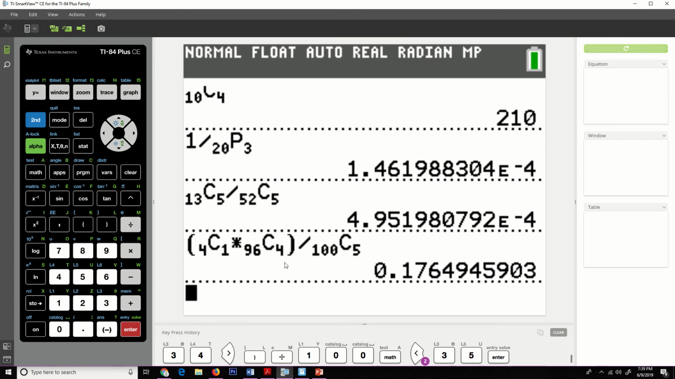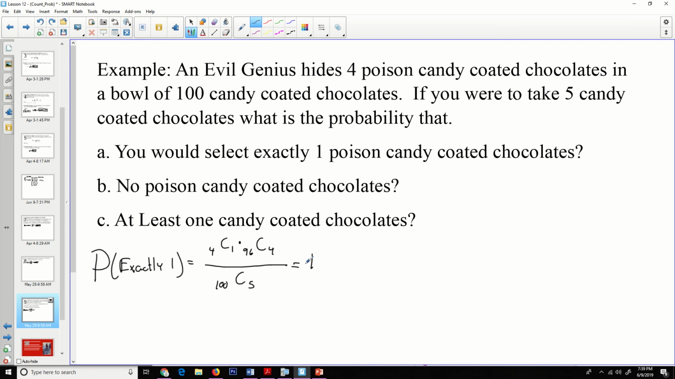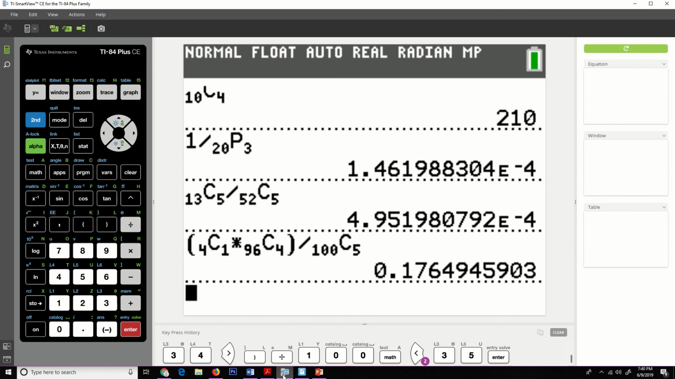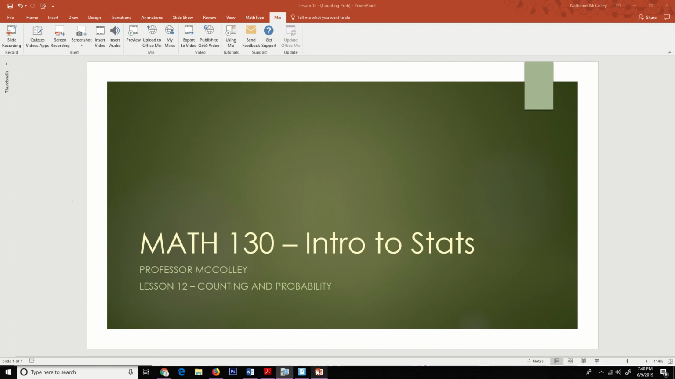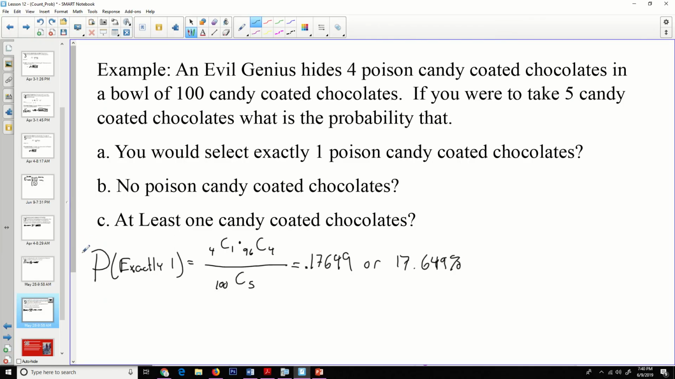And so the probability that you would get exactly 1 of the 5 is 0.17649, or 17.649%. Let's check, make sure I did that right. 649. Yep. Okay. So that's part A.